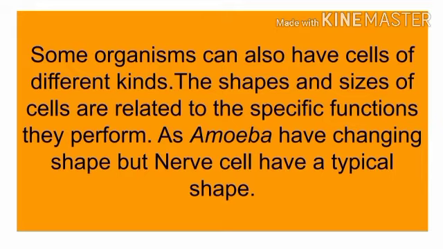But a nerve cell has to carry impulses from one position to another by chemicals reaching from one part of the body to another part of the body. So here the nerve cell has a typical shape and amoeba has a changing shape. This is also an important point. Please note it down. Do not hesitate to ask questions regarding this. You can ask the question in the comment box.